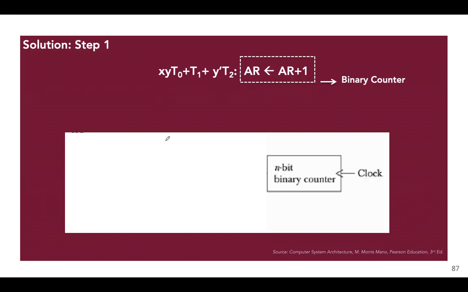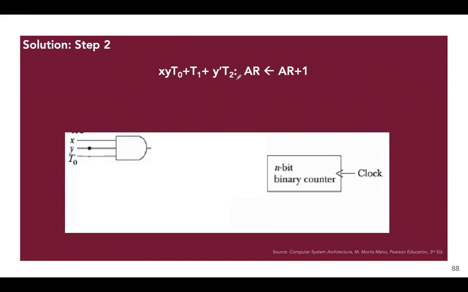Where does the binary counter come in? You might be wondering. See, this part, AR is AR plus 1, is essentially a binary counter, right? So, an n-bit binary counter with the clock. Remember the clock. Now, what we have to do is draw this, and it's very simple.